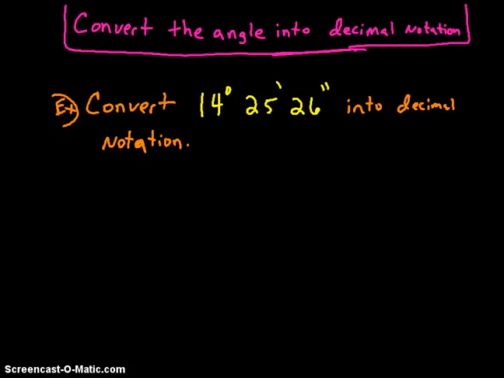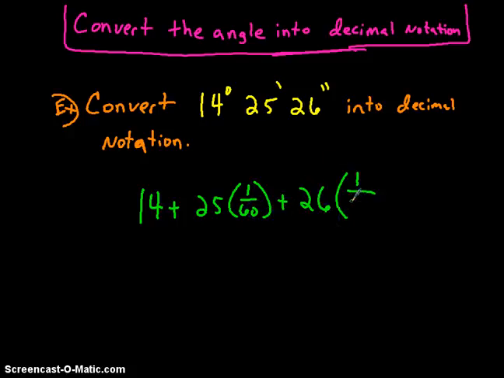So let me give you a new example. This one is convert 14 degrees, 25 minutes, and 26 seconds into decimal form. Take a minute to actually try to do that. Right now you can pause the video and take about a minute or so to see if you can convert this into decimal form. So pause it. Now after you've tried it, you should have found it to be 14 plus 25 times 1/60 plus 26 times 1/3,600.